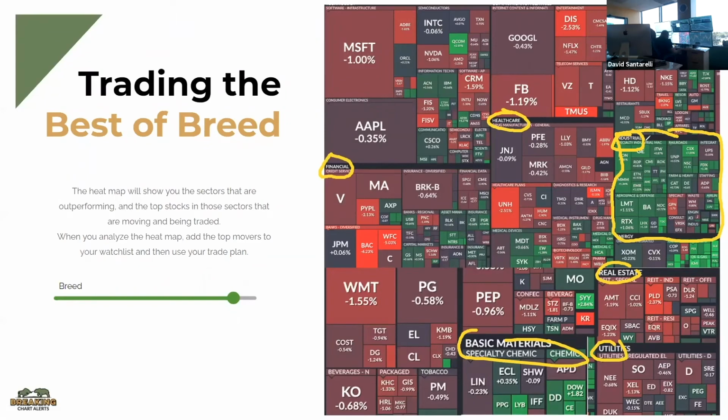Is there a sector rotation here? But getting back to this anyway, trading the best of breed. The heat map will show you the sectors that are outperforming and the top stocks in those sectors that are moving and being traded. When you analyze this heat map, add these top movers to your watch list and then use the trade plan. So every morning I'll come in and I'll say, okay, Lockheed Martin, Raytheon, Boeing, I add those to my watch list.